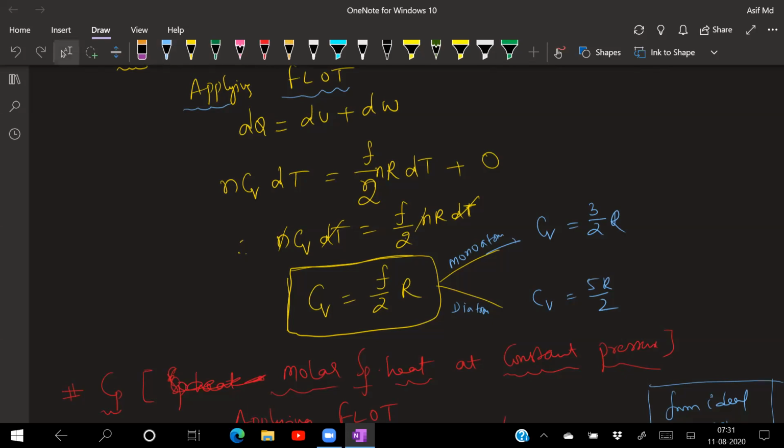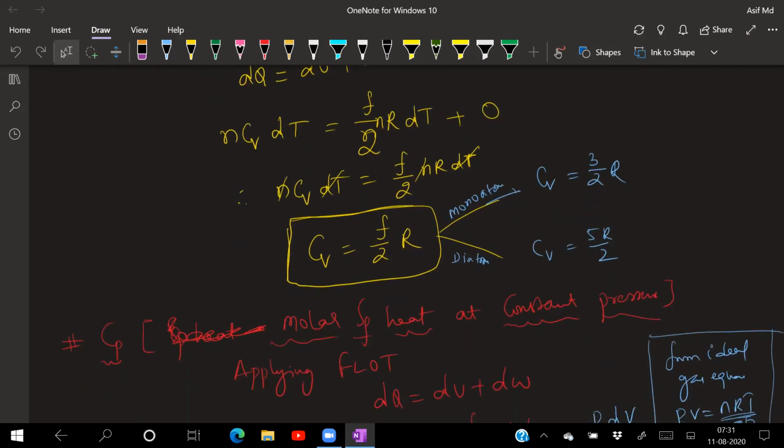Basic standard formula is Cv is equal to f by 2 into R. For a monoatomic gas, it is 3R by 2 because the number of degrees of freedom is 3. For a diatomic gas, Cv is equal to 5R by 2.